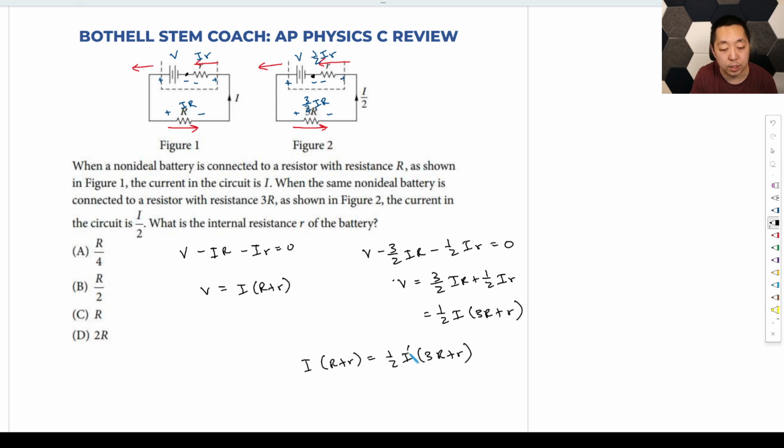Now it's just a math equation. The I's cancel. Good. We didn't need to know what that was. Then multiply by 2. We get 2R plus 2 little r equals 3R plus little r. Move that over, you get little r. Move that over, you get big R. They're just equal to each other. Okay? So that's the idea.